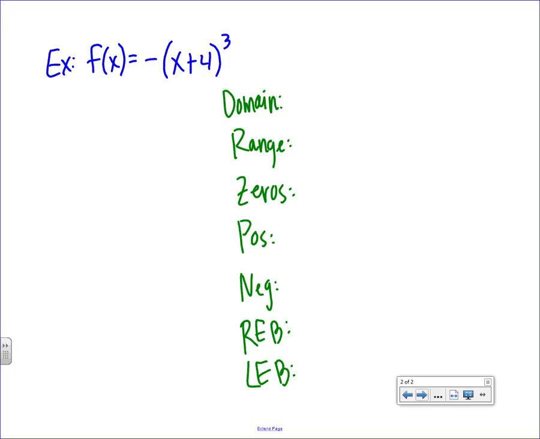Okay, write this example under what we had there. So f of x equals negative x plus 4 to the third.